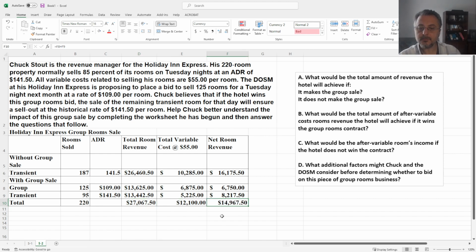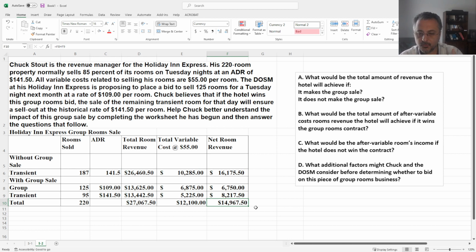Now let's think about it for a second. Is it a good idea to go with the group or without the group? That's the whole question, right? Without the group, total room revenue is $26,460, but with the group it is $27,067. So it's almost $600 more revenue. However, if you look at the net room revenue after the variable cost, without the group we make more money, $16,175 compared to with the group. We make almost $1,200 more, actually.